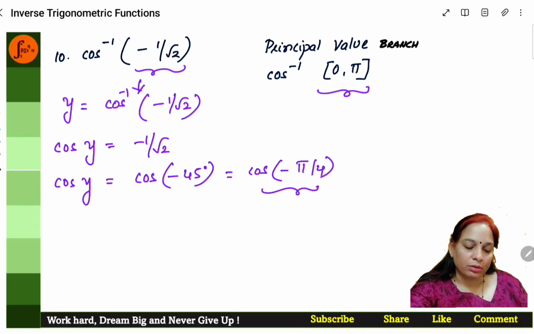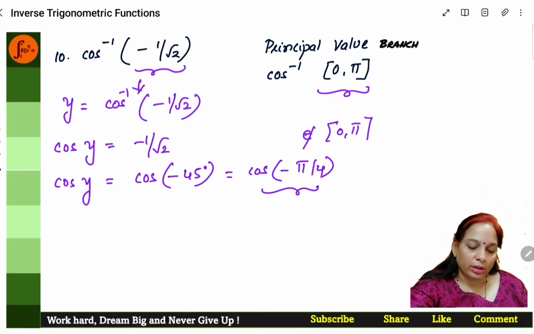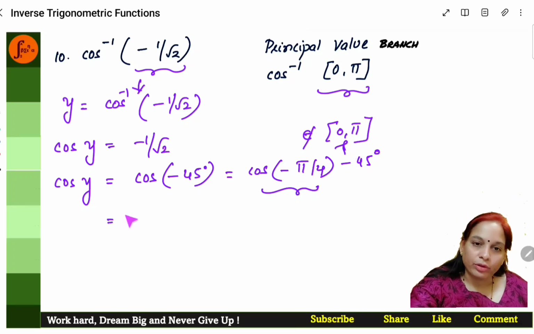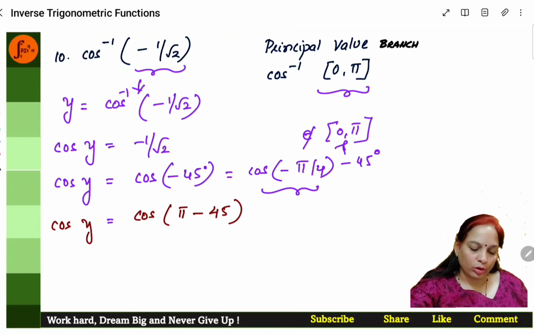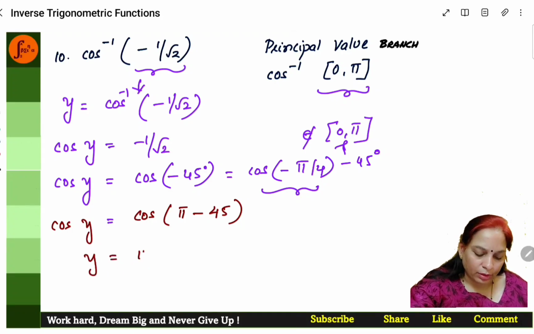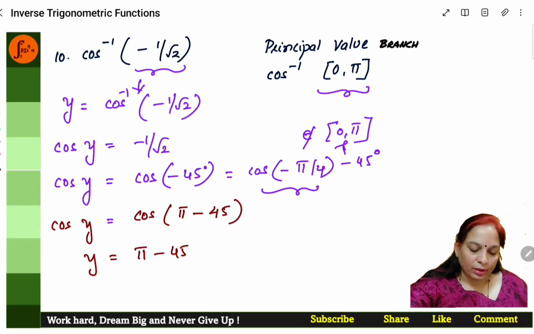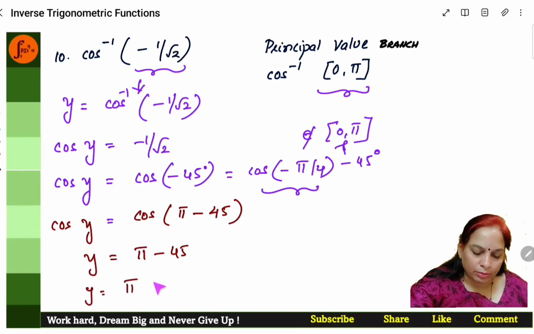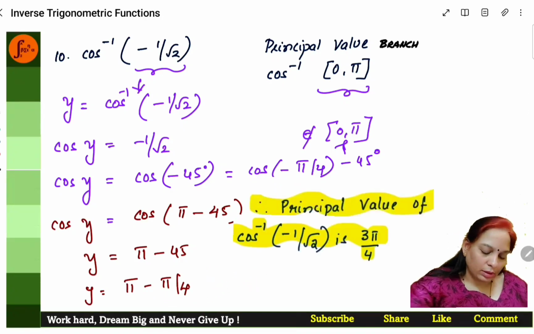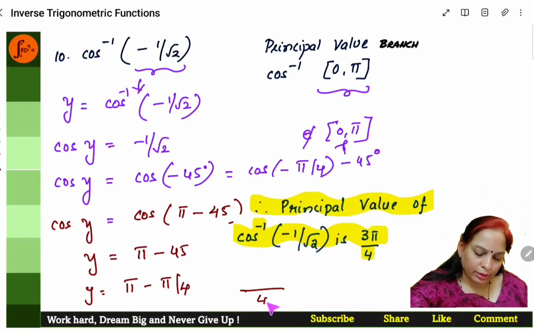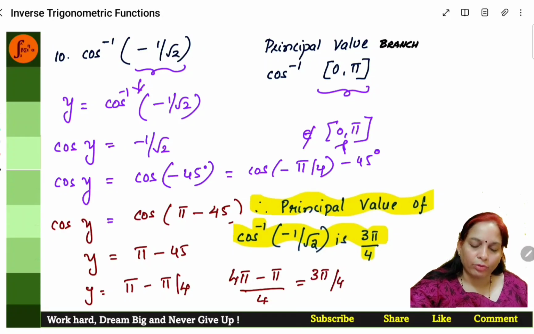Now this is a negative value. This does not belong to this range, right? Minus 45 degrees is not in this range. So what do we have to do? We'll have to take cos of pi minus 45 degrees and equate it to cos y. So what will we get? y is equal to pi minus 45, or you can write it as y is equal to pi minus pi by 4. And what is pi minus pi by 4? You take LCM as 4, so you get 4 pi minus pi, which is nothing but 3 pi by 4.